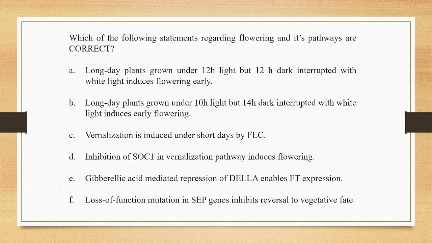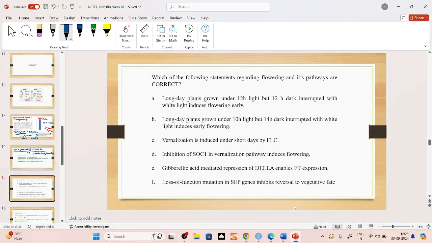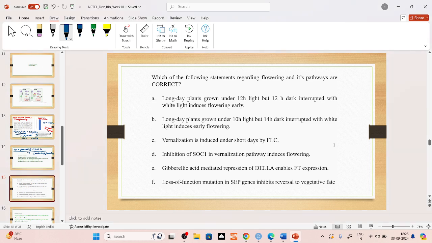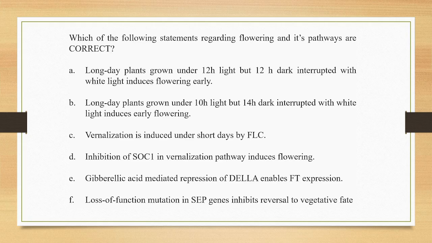Okay, now we'll switch the screen. So, let us see what you have answered. A, B, and E are correct. A, B, and E. Okay, good. Let us now try to analyze each and every statement so that our concepts get clear. Which of the following statements regarding flowering and its pathways are correct?